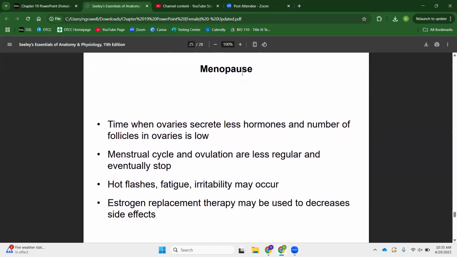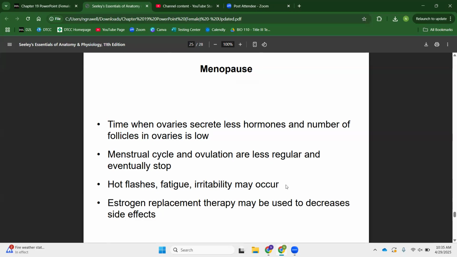Okay, menopause is a pause, or really a stop, of the menses. This is when our ovaries are going to secrete much less hormones, and we also have much less viable follicles in the ovaries as well. Because this hormone cycle is no longer going to continue in the same way, the menstrual cycle and ovulation are going to be much less regular, and eventually that's going to come to a complete stop.